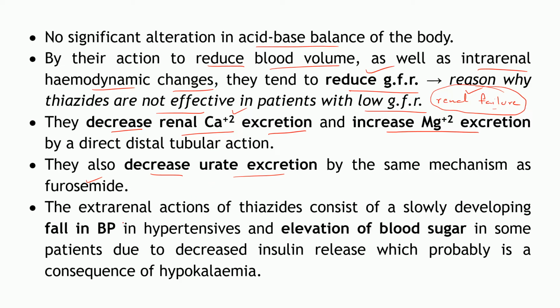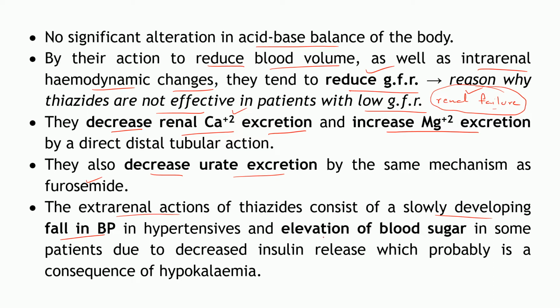Okay, apart from that, there are certain extrarenal actions as well. Okay, so far we have seen what are the actions produced in the kidneys, right? So coming to the extrarenal actions, it produces a slowly developing fall in BP. That's very important. Okay, so this is the reason why it is used in hypertension. One of the first line treatments, okay, are the diuretics, high-ceiling as well as the thiazide-like diuretics.